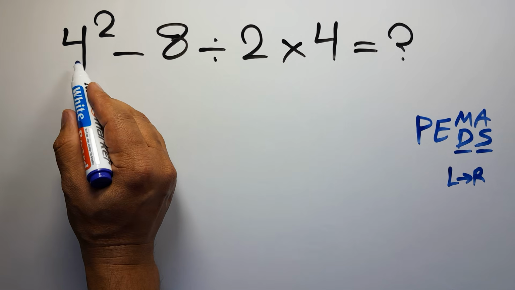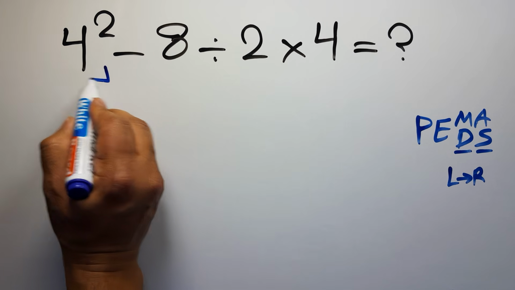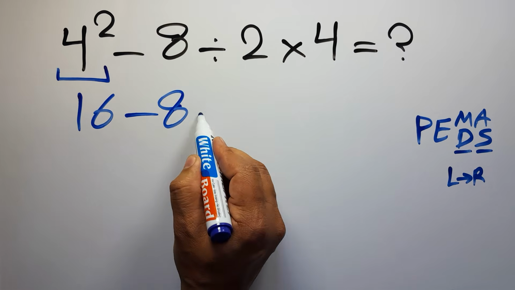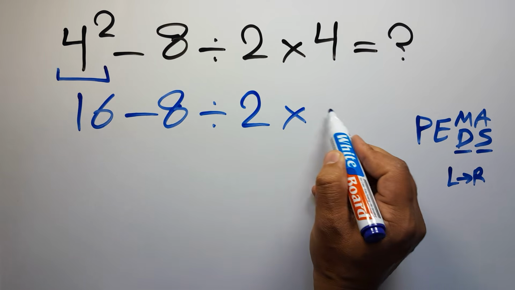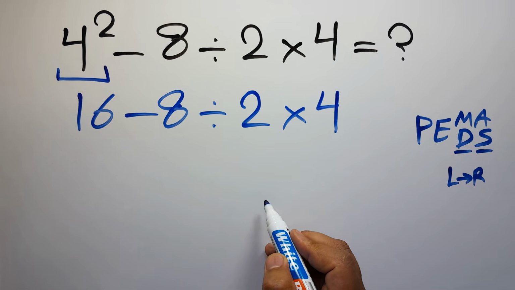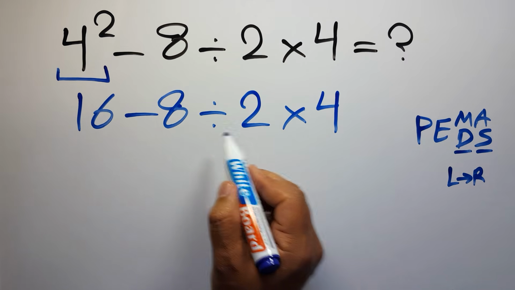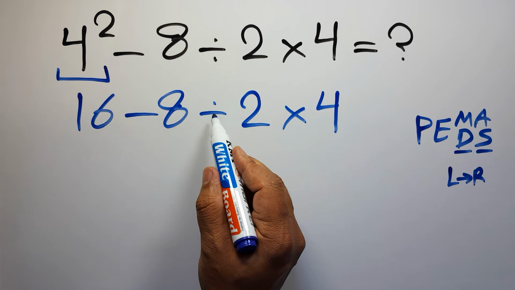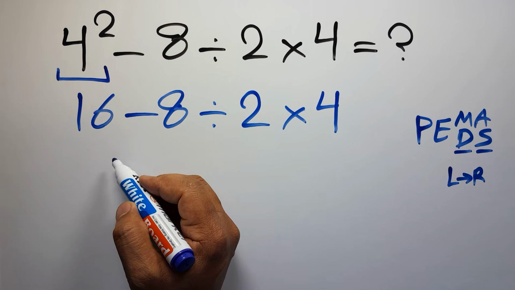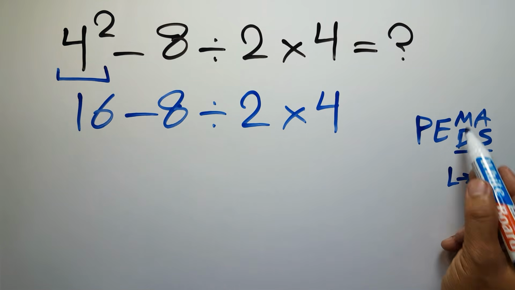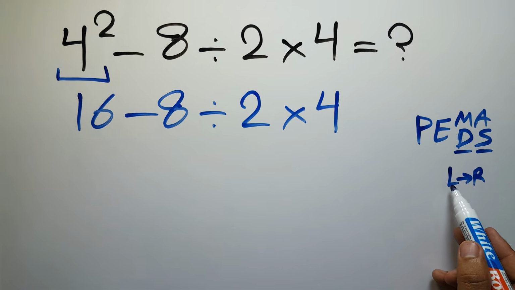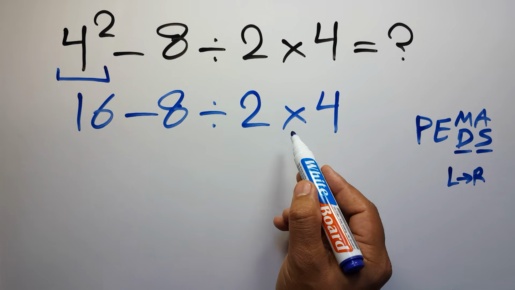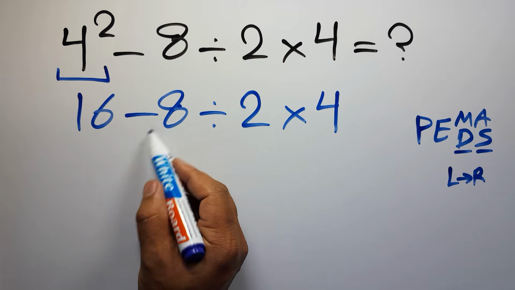So first we have to do this exponent. 4 squared gives us 16. So we have 16 minus 8 divided by 2, then times 4. Now we have one subtraction, one division, and one multiplication. According to the PEMDAS, multiplication and division have higher priority than subtraction. And as I said, multiplication and division have equal priority and we have to work from left to right. So therefore, first we have to do this division, then this multiplication, and finally this subtraction.